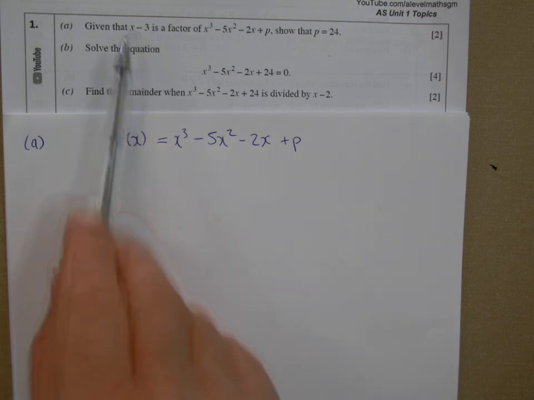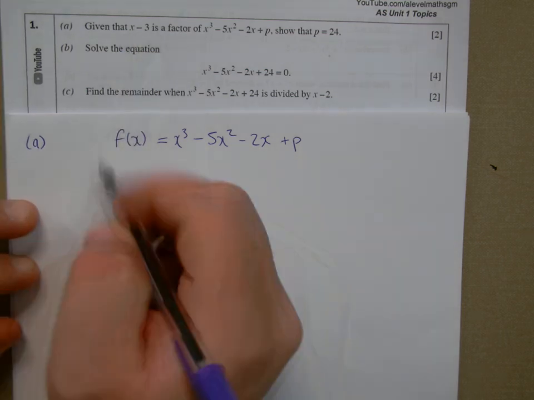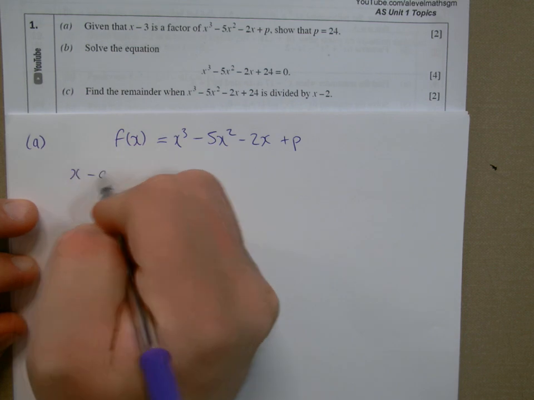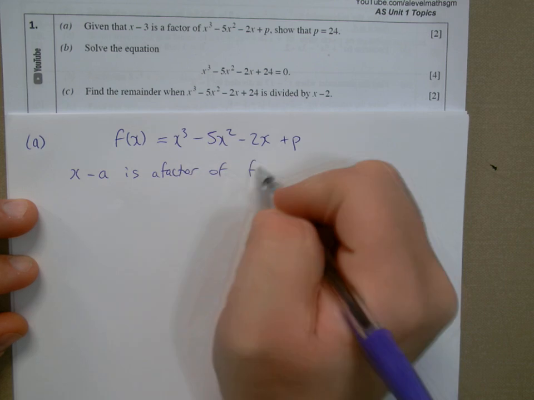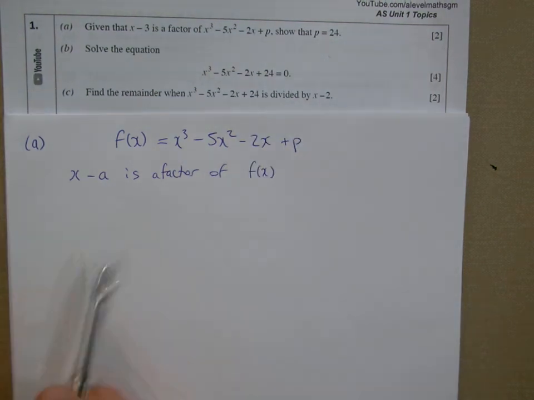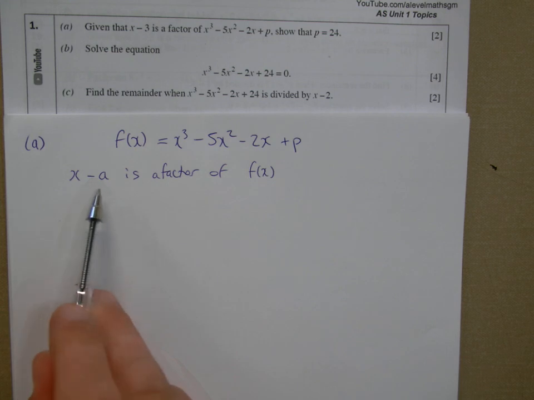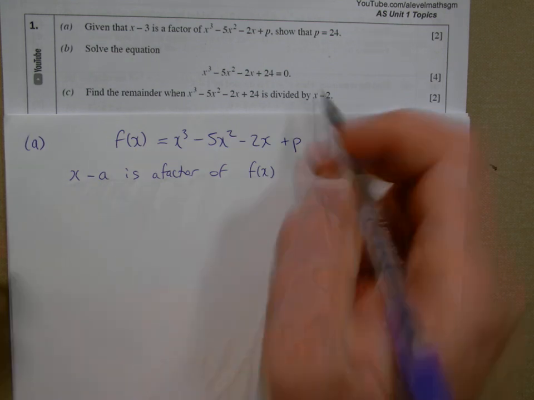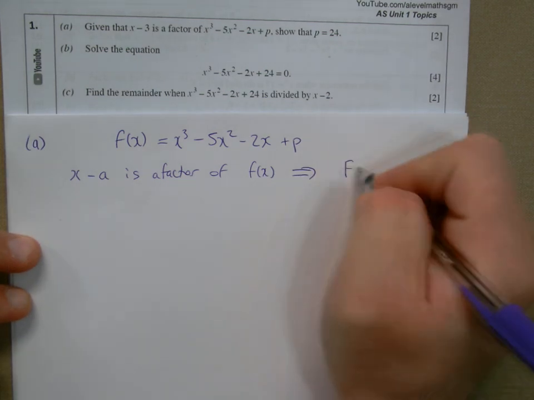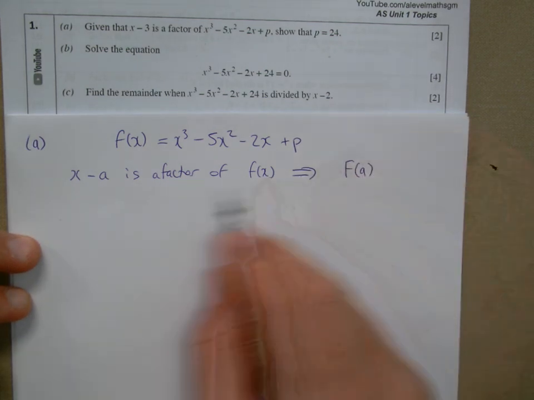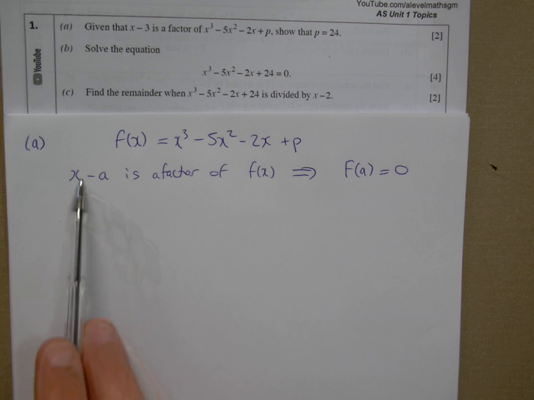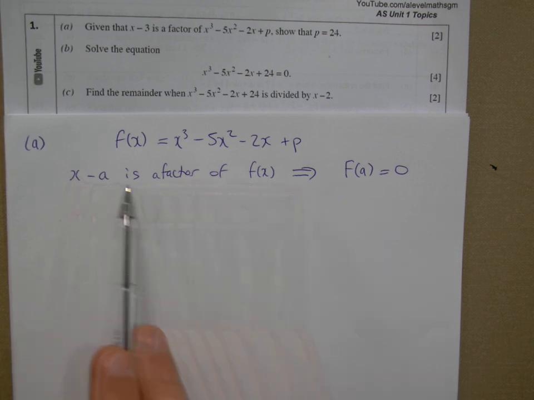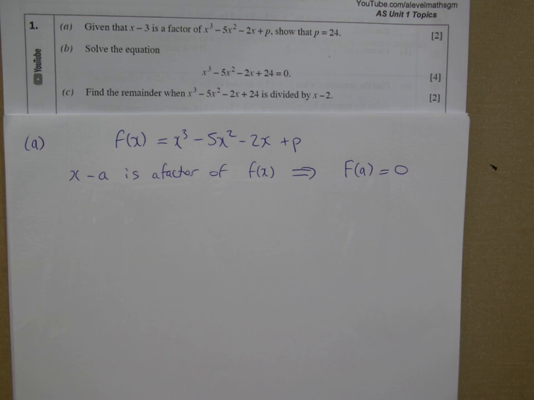And then there's this remainder theorem. The remainder theorem goes basically like this. If x minus a is a factor of f of x, of this function, of this cubic, and I'm using a just for a general value here, this implies that f of a, in other words, if we set x to be a, will equal 0. So that's the remainder theorem. It will be a factor if f of a comes out as 0. In other words, it'll divide into it. A factor means it divides into it perfectly.